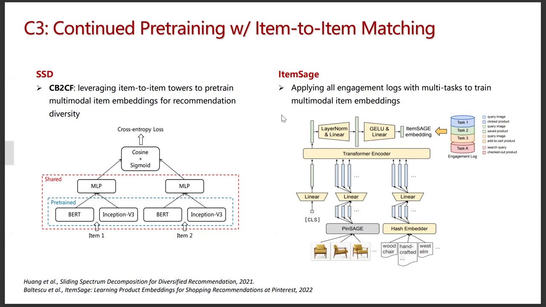And the second is ItemSage from Pinterest. Here we can see it can aggregate the image embeddings and title embeddings with a transformer encoder. And then differently, they use multiple types of signals to train the item encoder, including search logs and recommendation logs. So they have about three tasks to perform this with multitask learning and then a shared item embedding. And these embeddings can be cached in both matching and ranking phases.